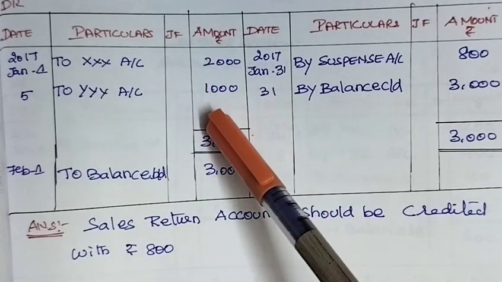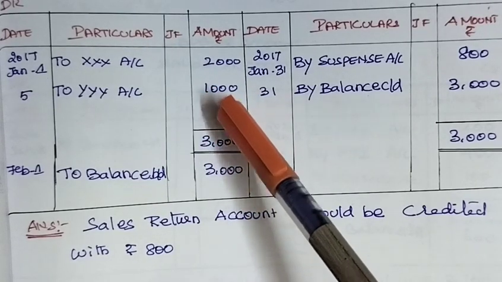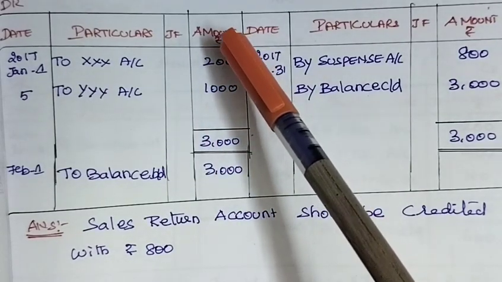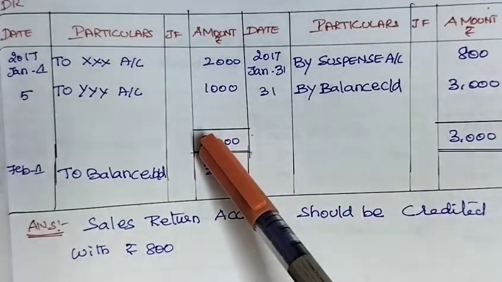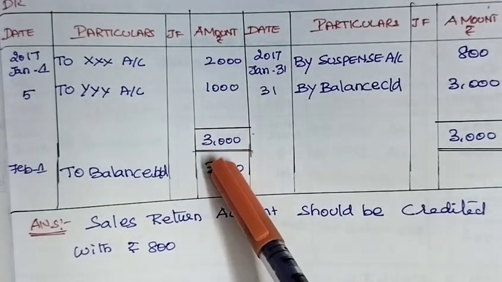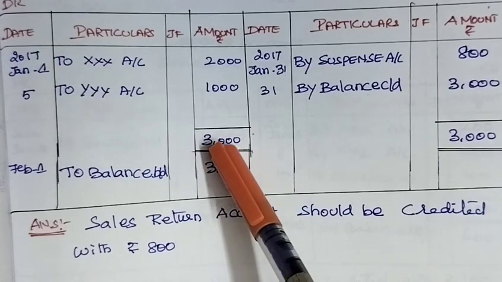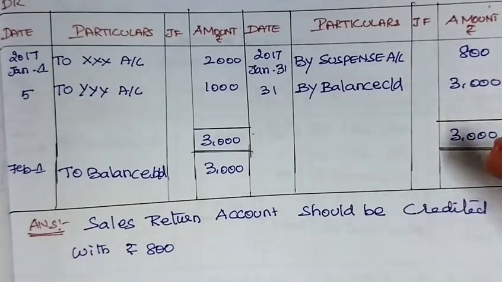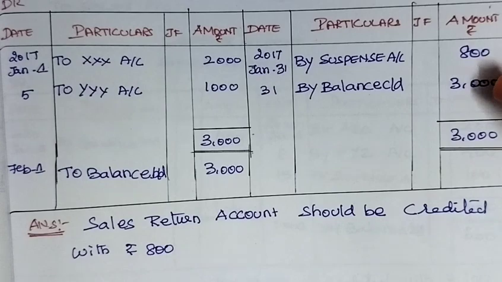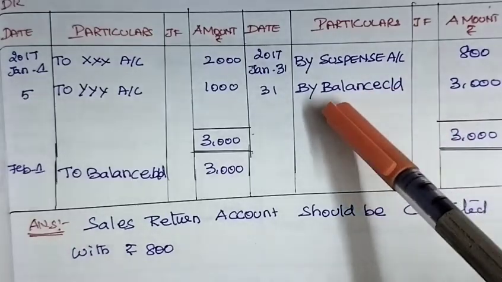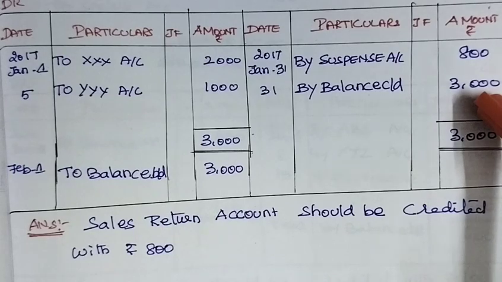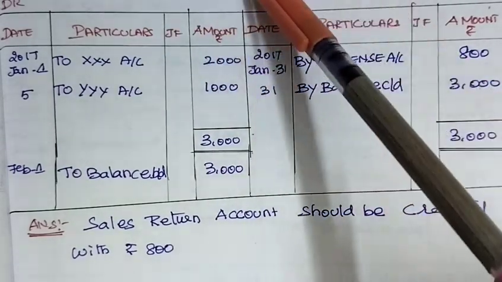So what you have to do? You have to find out the higher value. Which side has the higher value? Debit side has the higher value. How much rupees? 2000 plus 1000, 3000 rupees. That 3000 rupees is considered as the total, and you have to enter that total on both the debit and credit side. Then the difference amount you have to enter into the lesser side. Against this you have to write by balance carried down. This is the closing balance of the sales return account. The closing balance of the sales return account is 3000 rupees.